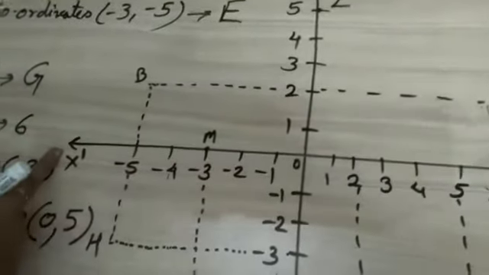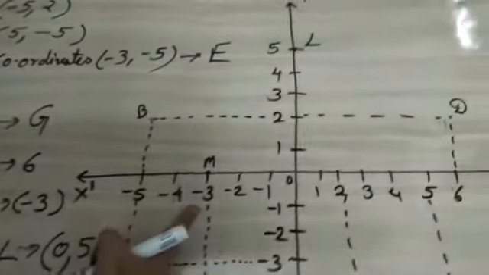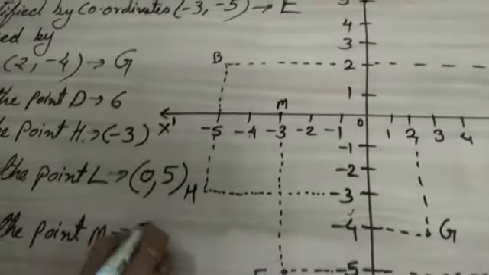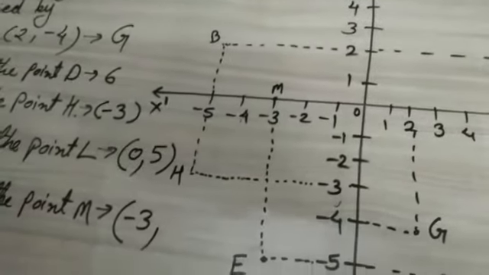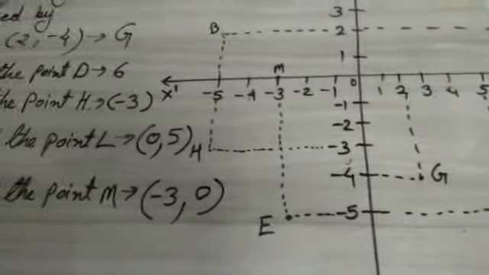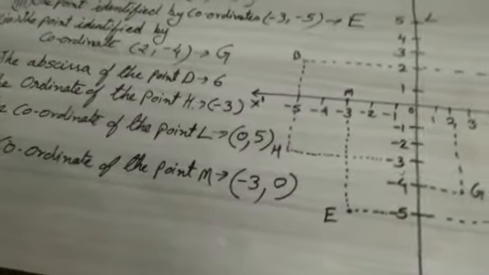Then they are telling us the coordinate of the point M. Now let's see, where is M? M is here. M is on which axis? X-axis. Okay, the value on the x-axis will be minus 3. Then what will be the value on the y-axis? It will be 0 because it is given on the axis. So for M, the x-axis value will come first, and for y we will write 0. So this is how you are going to solve. Read the question properly and do it. It is a very easy and interesting topic.